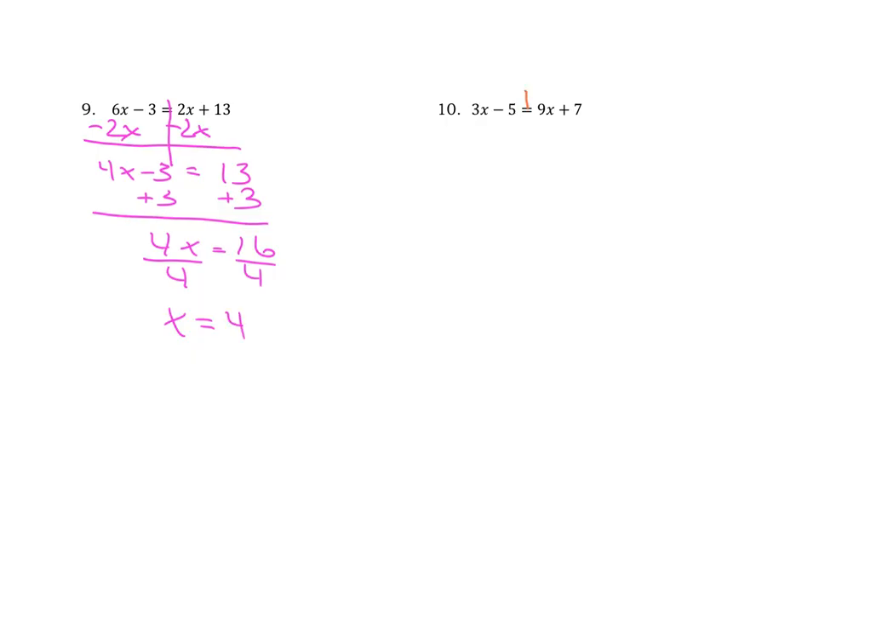Okay, this last one here on this page, there's my equal sign. I have a 3x on the left, a 9x on the right. If I subtract 9x, I get negative 6. But if I subtract 3x, I get positive 6. So that's where I'm going. Don't forget that negative in front of the 5.